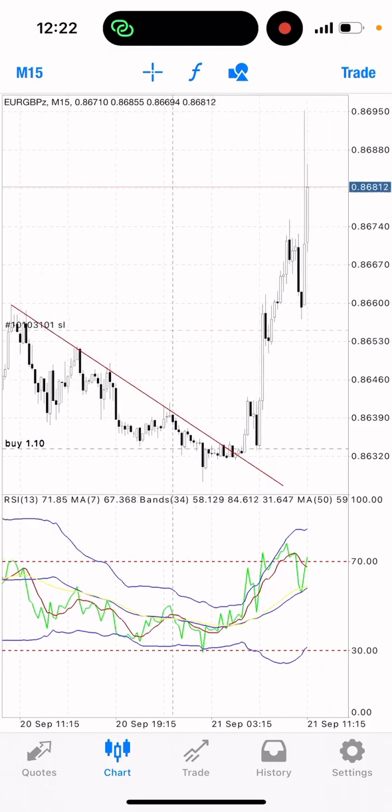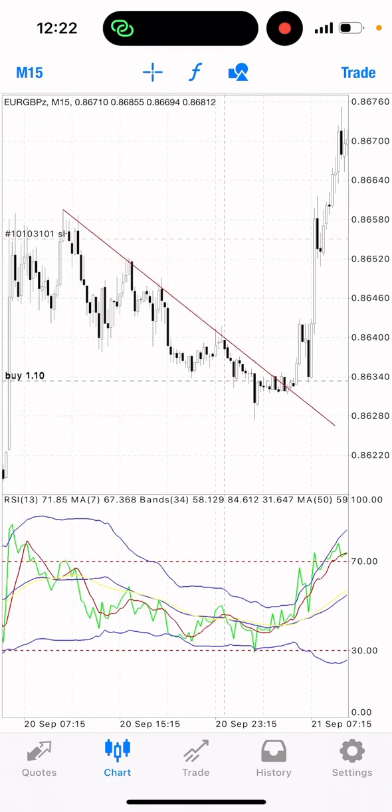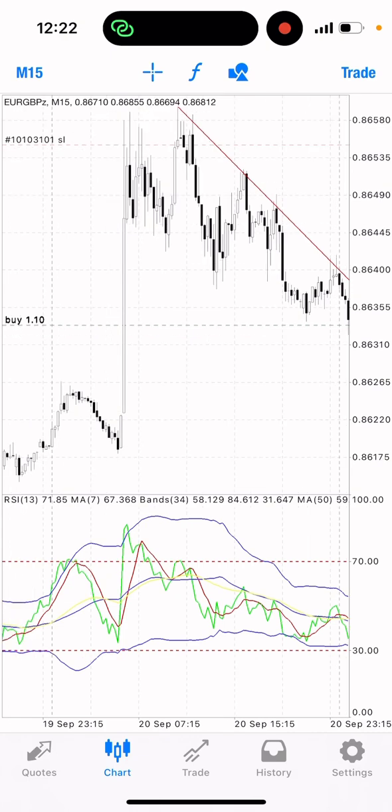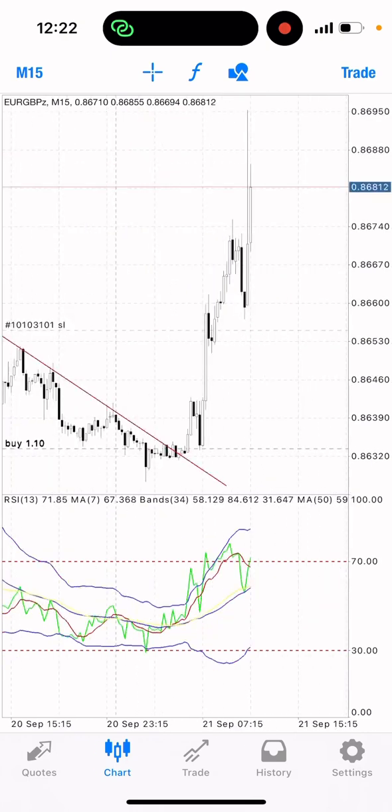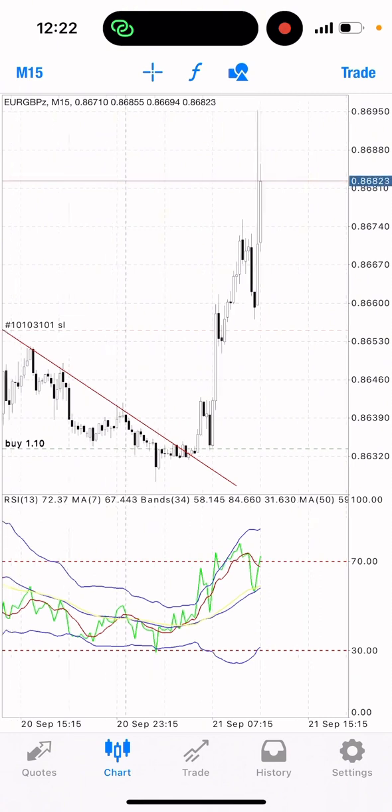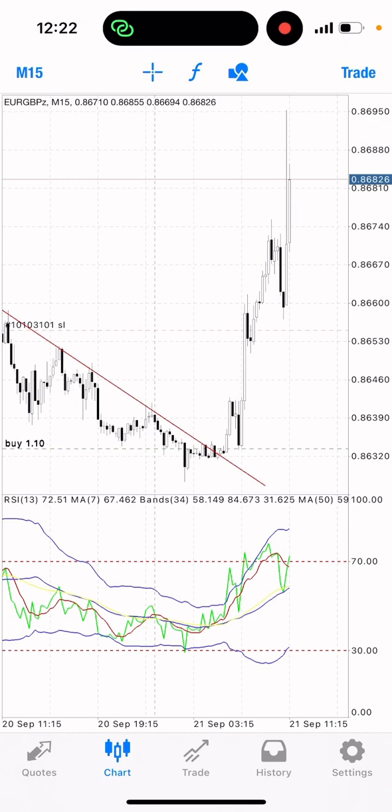Okay, so let me show you guys the second way we should use the TDI Forex indicator. The second way we should use the TDI Forex indicator is for crossover buy and sell at the lower and the middle band at 30 and 70 level.